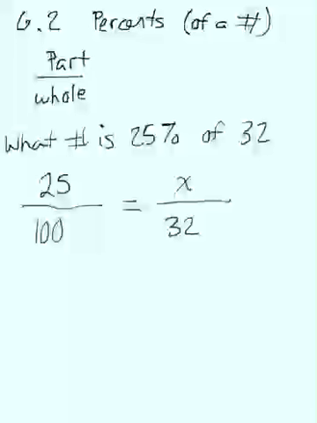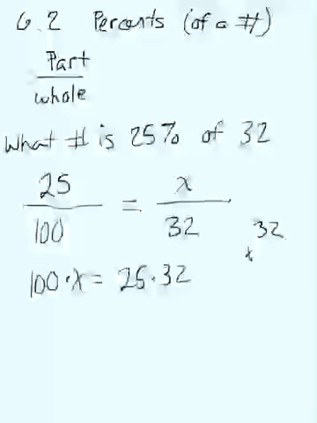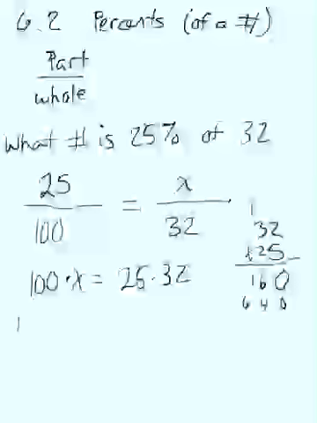So how would we solve this? Cross multiply. 100 times x equals 25 times 32. So I'm going to do that over here. You're going to get 100 times x equals 800.